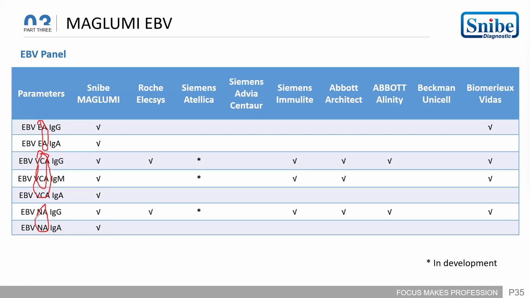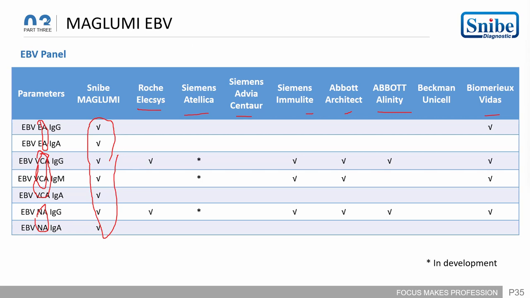So for this, EBV EA has three markers, IgG, IgA, and IgM, VCA has three markers, IgG, IgM, and IgA. The EBV NA is IgG and IgA. So as of today, among the other competitors like Roche, Siemens Advia, Immulite, Architect, Alinity, and Biomerieux, even with the manual procedure of Biomerieux VIDAS, and then Beckman Unicel and Abbott Alinity, we have a very comprehensive solution for the EBV panel, right?